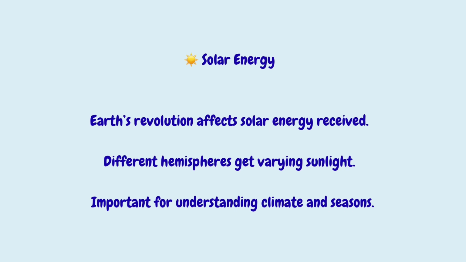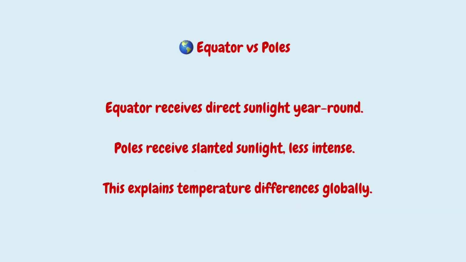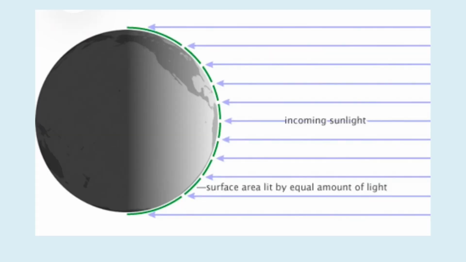Now this is also an important thing, solar energy. Earth's revolution affects solar energy received. So different hemispheres get varying sunlight. This is important for understanding the climate and the seasons. Now let's see equator versus poles. We know the equator receives direct sunlight year-round, right? The poles receive slanted sunlight, less intense. So this explains temperature differences globally.